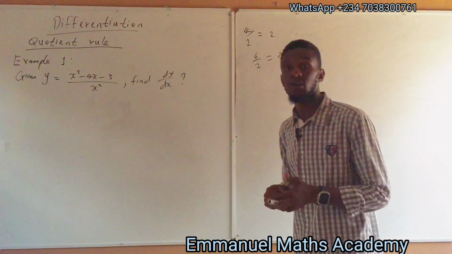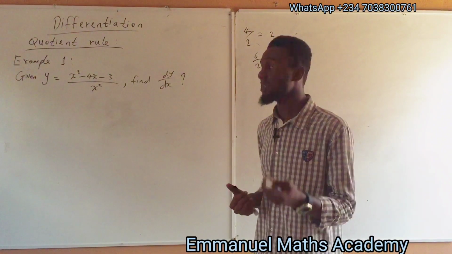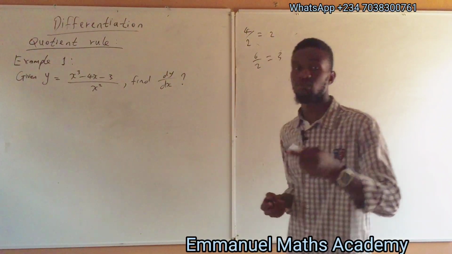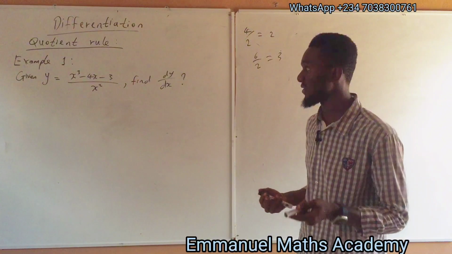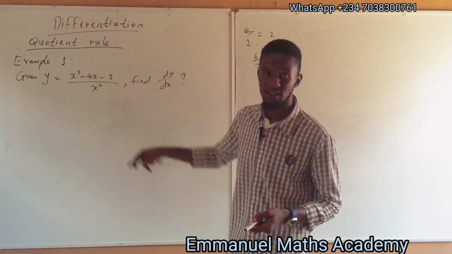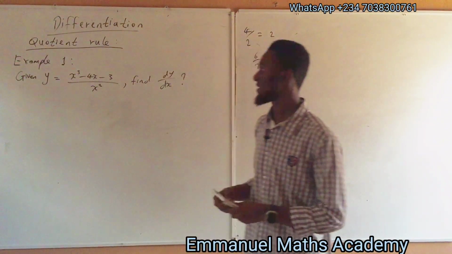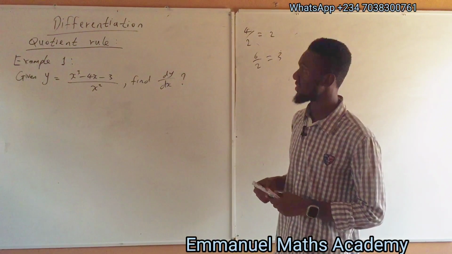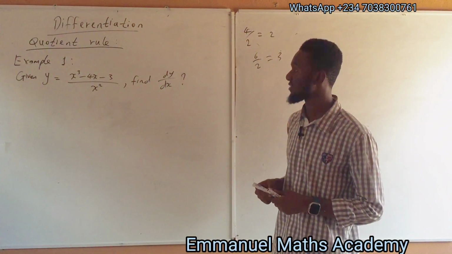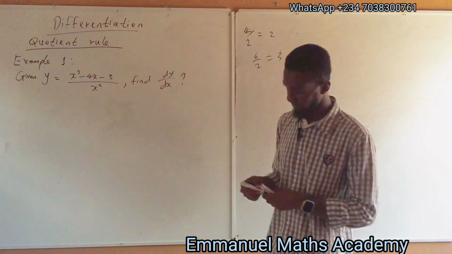Now we also said that we use the quotient rule of differentiation, or quotient method of differentiation, when we have two functions dividing each other. When we have a function in this form, when we have this dividing this, right? Now look at this example on the board. Let's solve this. Given y equal to x cubed minus 4x minus 3 over x squared, find dy dx.